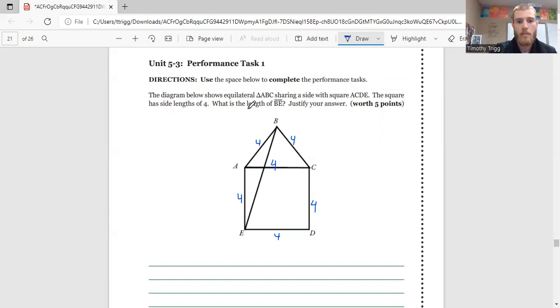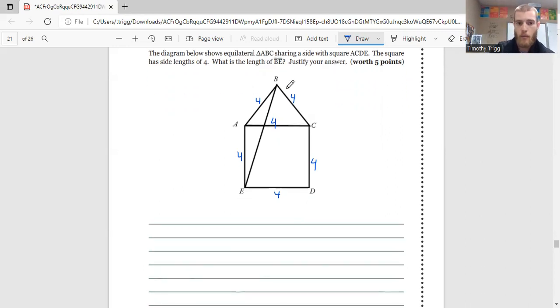All right, now what is the length of BE? Justify your answer. So the first thing we need to look at is, what are we trying to find? We're trying to find the length of BE. So that's this length here, BE. Now, what I want to do is isolate this triangle here. So this is triangle BEA, or ABE if you prefer. I'm going to go ahead and redraw it over here.